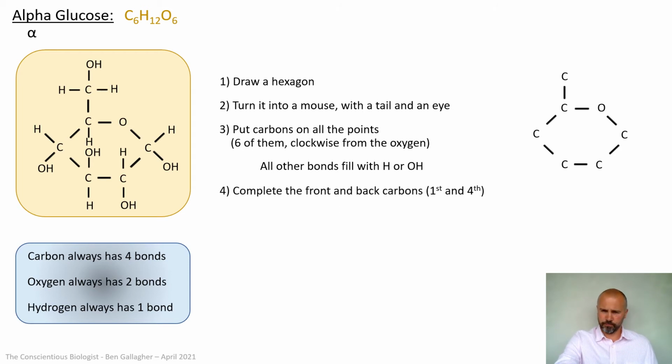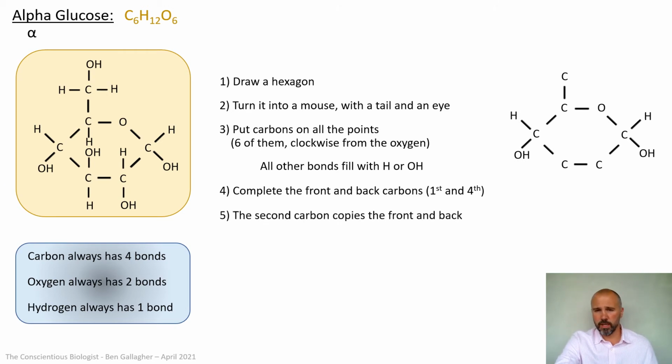Okay, so firstly, complete the front and back carbons. Remember, that was the first carbon and the 4th carbon when we counted round. Now, to complete those, they need an H and an OH. H, remember, is hydrogen. So think high, like high and low. Hydrogen, put the hydrogens up high and the OH down low. Okay, same on the back. The front and the back are exactly the same in alpha glucose.